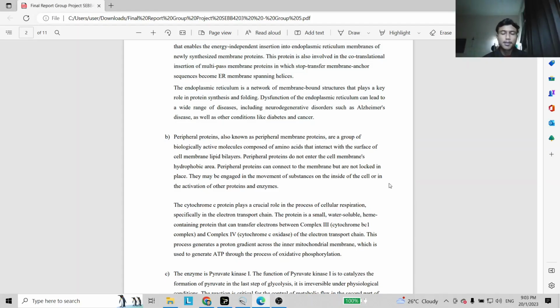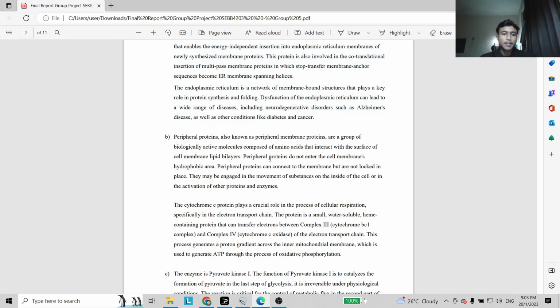Assalamualaikum, my name is Shazly bin Fansury, and today I'm going to present my part, which is peripheral proteins, for this group. So what are peripheral proteins? Peripheral proteins are also known as peripheral membrane proteins. They are a group of biologically active molecules composed of amino acids that interact with the surface of cell membrane lipid bilayers. So peripheral proteins do not enter the hydrophobic area.